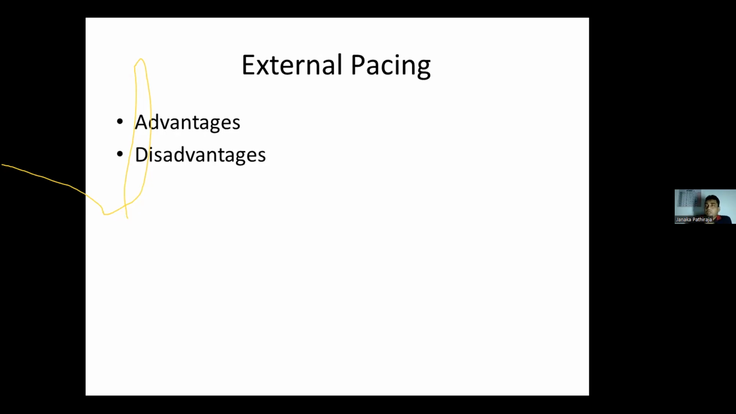So, do you have any idea about external pacing? Have you used external pacing, or do you use external pacing as an emergency treatment method? Yes, sir. Which hospital? Teaching Hospital Karapitiya, sir. Karapitiya, right. Good. Any other hospitals? Kandy. Kandy, yes.